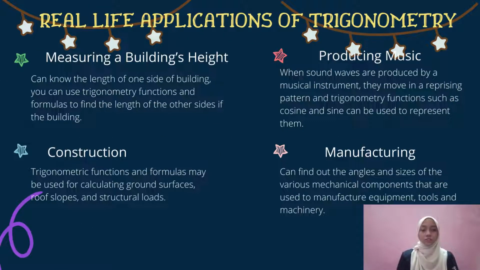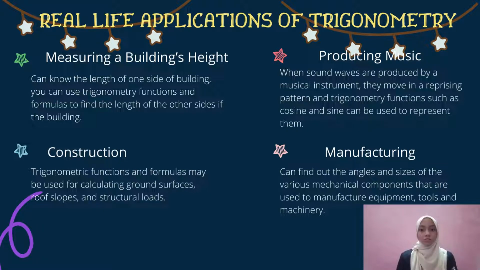Real-life applications of trigonometry. First, measuring a building's height. If you know the length of one side of the building, you can use trigonometric functions and formulas to find the length of the other sides. Second, producing music. When sound waves are produced by a musical instrument, they move in a repeating pattern, and trigonometric functions such as cosine and sine can be used to represent them.